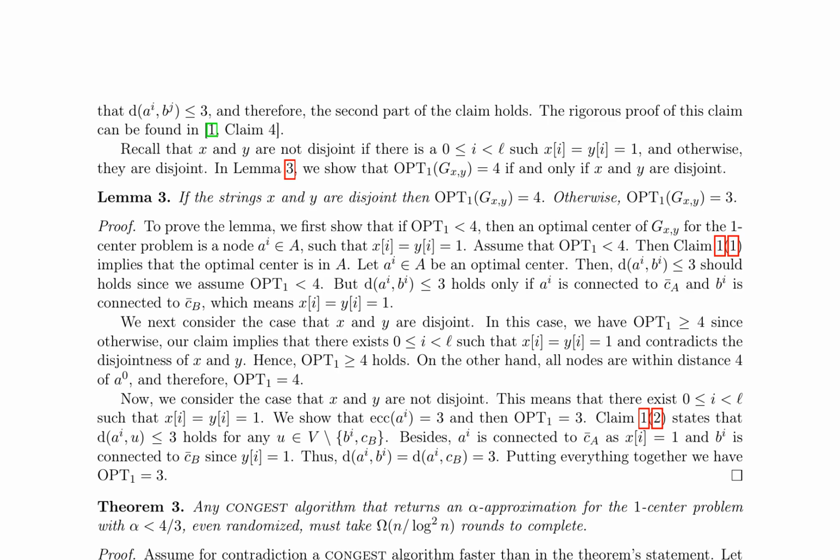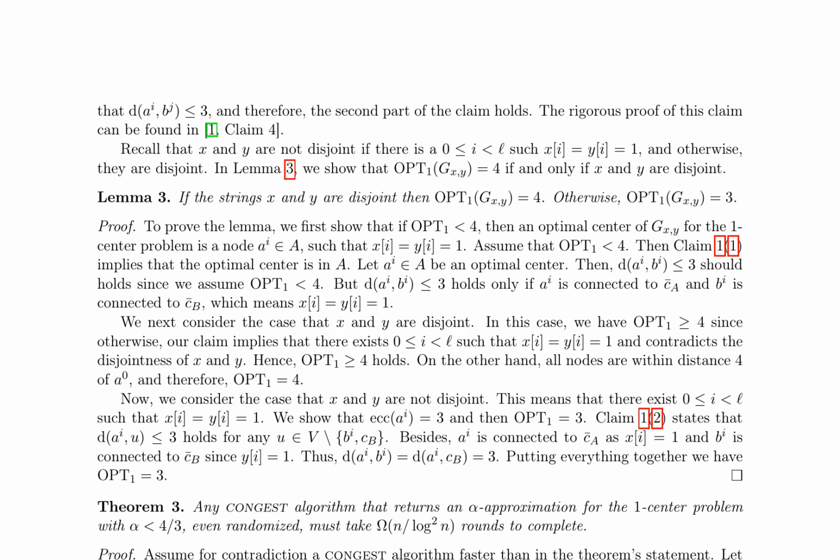Lemma 3 states that if x and y are disjoint, then the optimal one-center solution for the graph G_x,y is 4, and otherwise, it is 3. The proof involves considering two cases: when x and y are disjoint, and when they are not disjoint. In the former case, it is shown that the optimal one-center solution is at least 4, and since all nodes are within distance 4 of A0, the optimal solution is exactly 4. In the latter case, it is shown that the eccentricity of i is 3, and therefore, the optimal solution is 3.